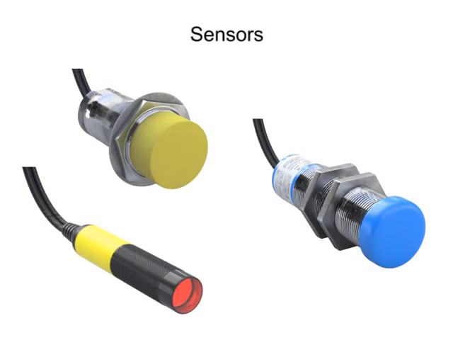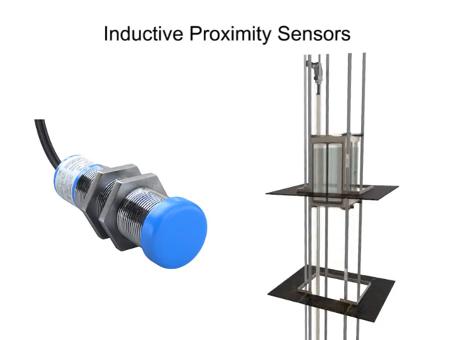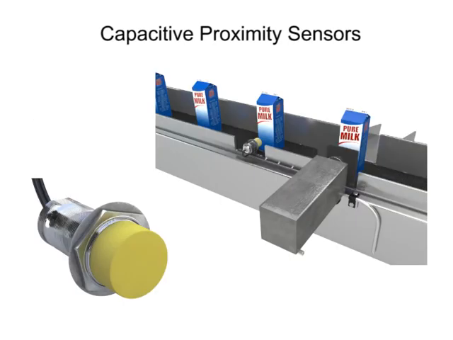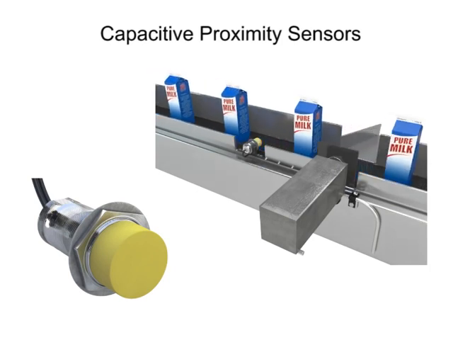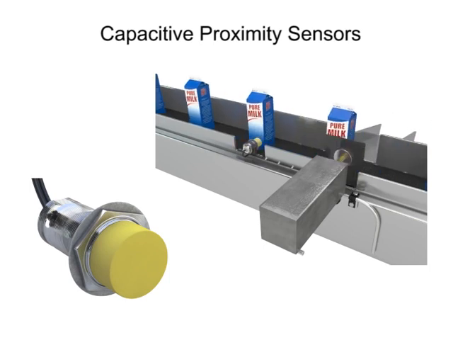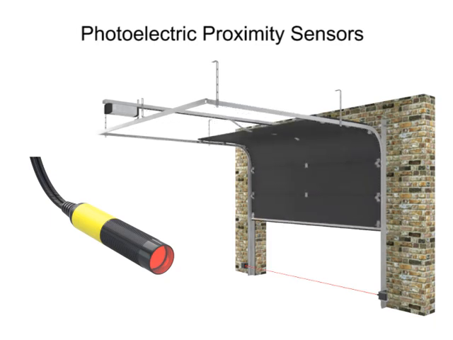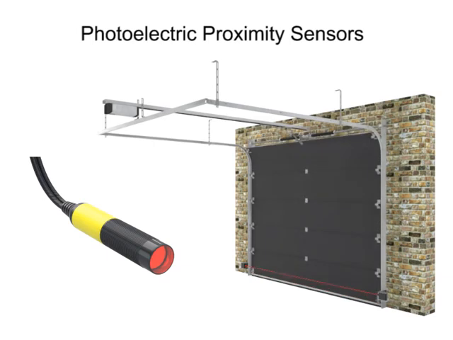Sensors of various types help us in everything we do and consume. Inductive proximity sensors are used in elevators, for example. Capacitive proximity sensors are used to detect liquids and other dielectric materials on the manufacturing floor. And photoelectric sensors are used in our homes and in countless other applications. Let's take a closer look at how these three common types of sensors work.